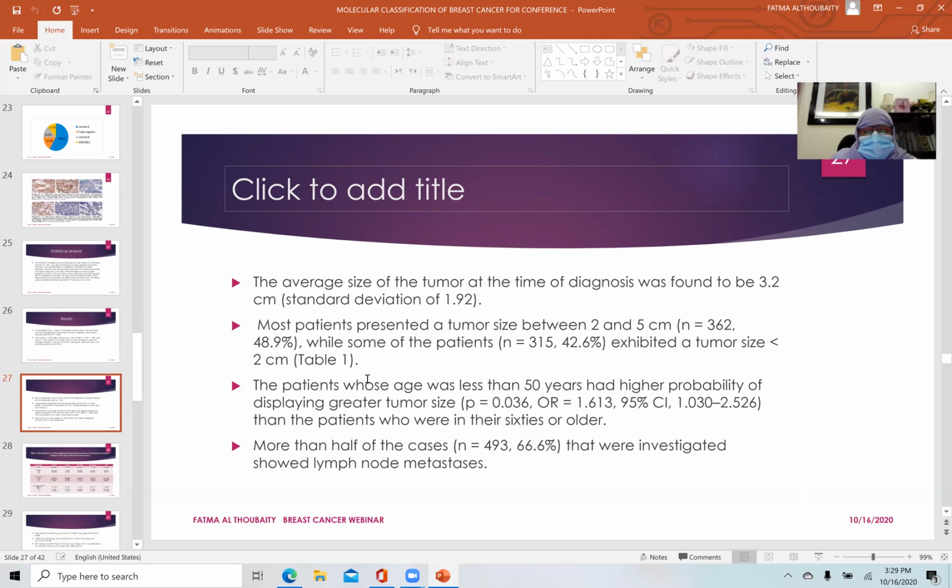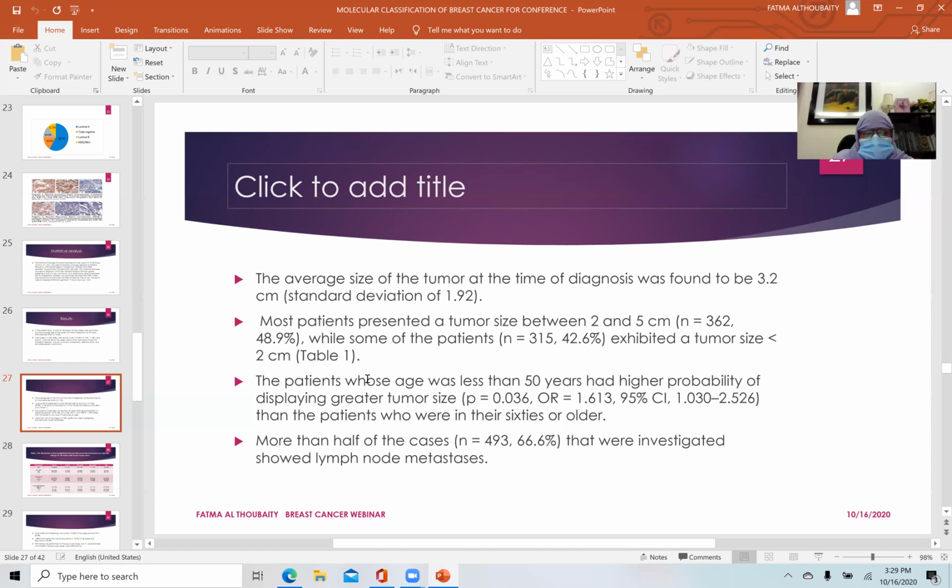The average size of the tumor at time of diagnosis is 3.2, so it's a large size. Most of the patients have a tumor size between 2 to 5, about 48.9%, and in about 42.6%, they have tumor size less than 2 centimeters. Patients whose age was less than 50 years had a higher probability of displaying greater tumor size. So the younger age group has higher tumor size than those who are 60 or older. More than half the cases, about 66.6%, have positive axillary lymph node metastasis.